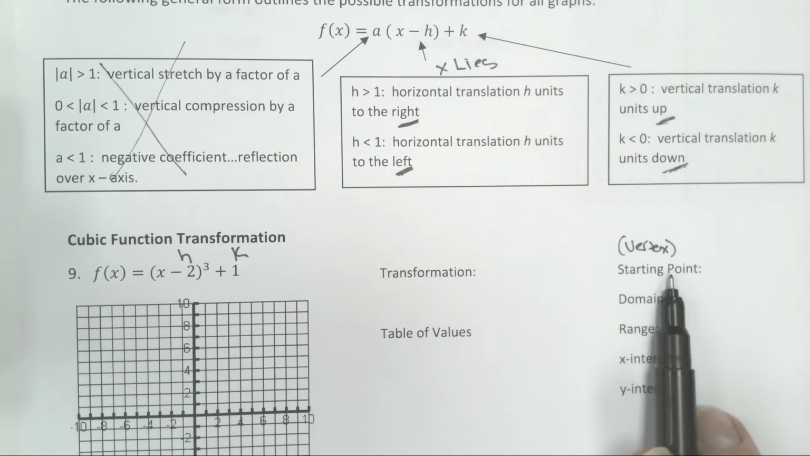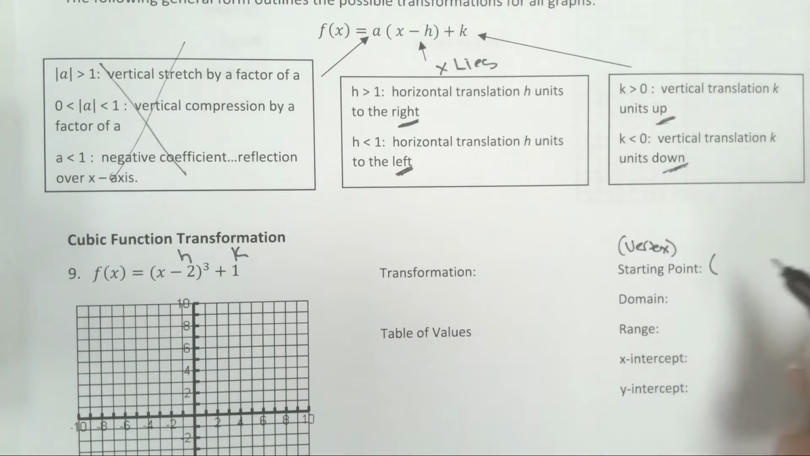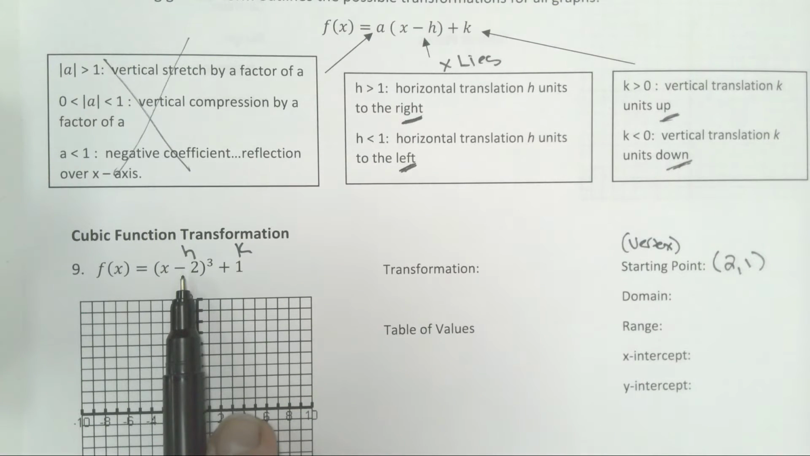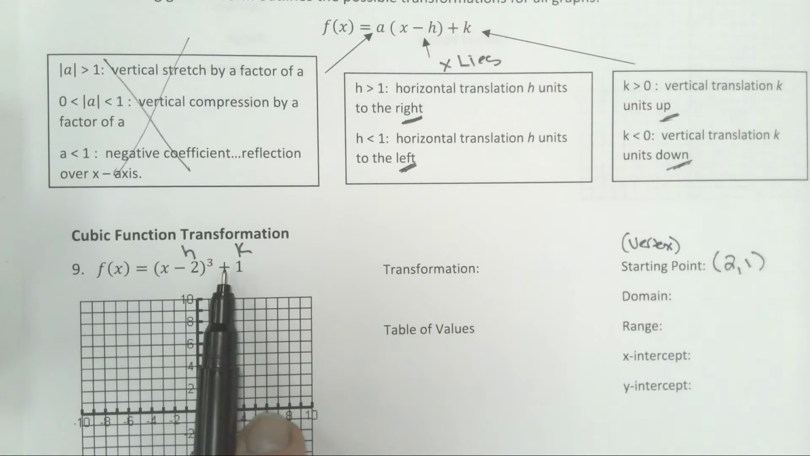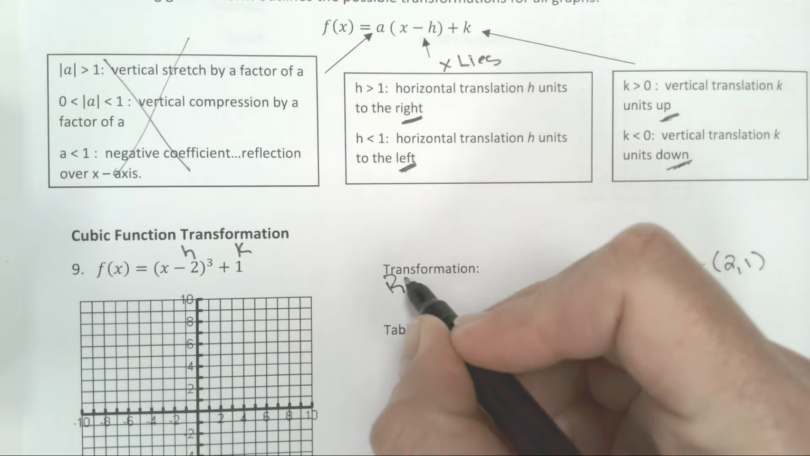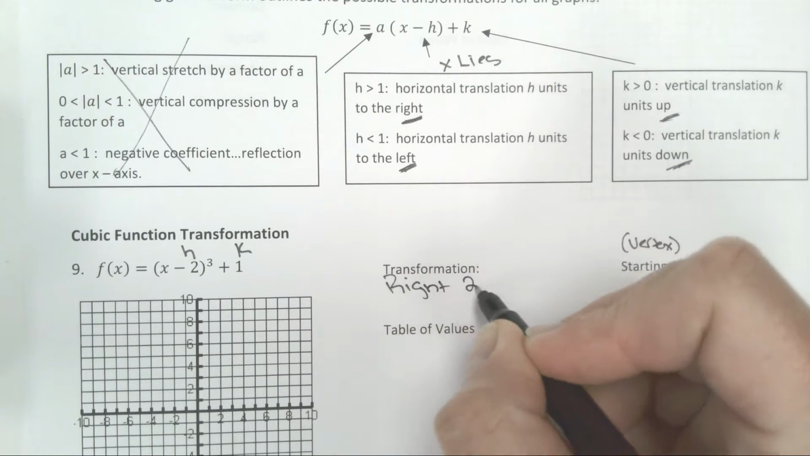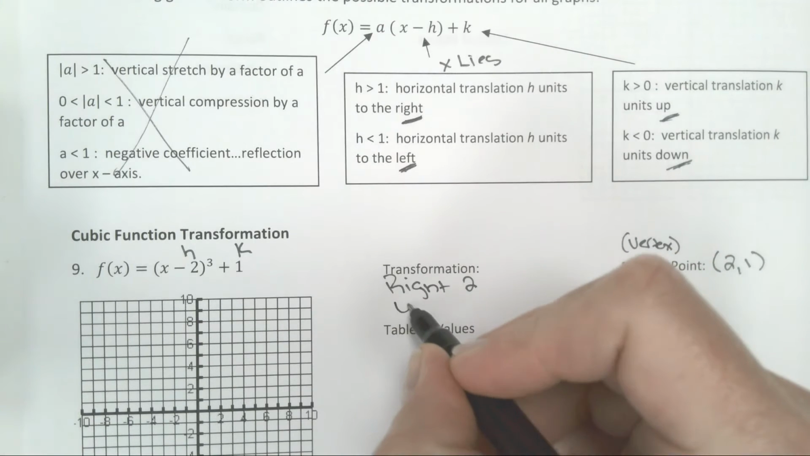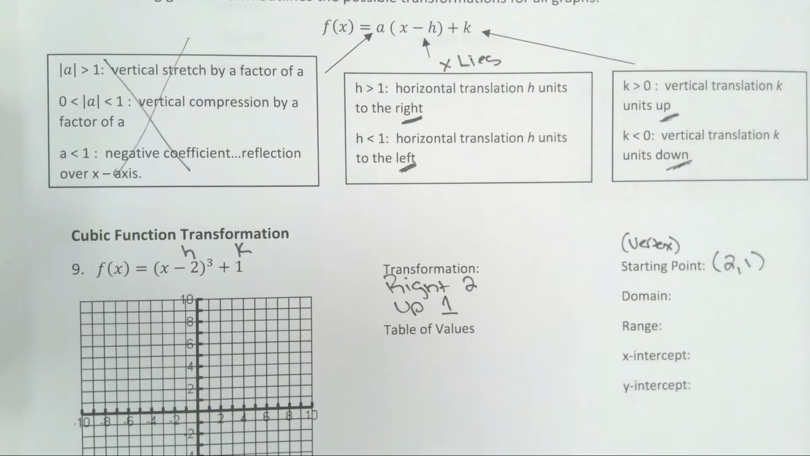But in this section, I call it the starting point because it's not really a vertex, but it is kind of the main starting point that I use. Your x always lies, so my starting point is at (2, 1). Now describe the transformations. So if you are minus 2, that means you went right 2 units. And if you're a plus 1, you went up 1 unit.